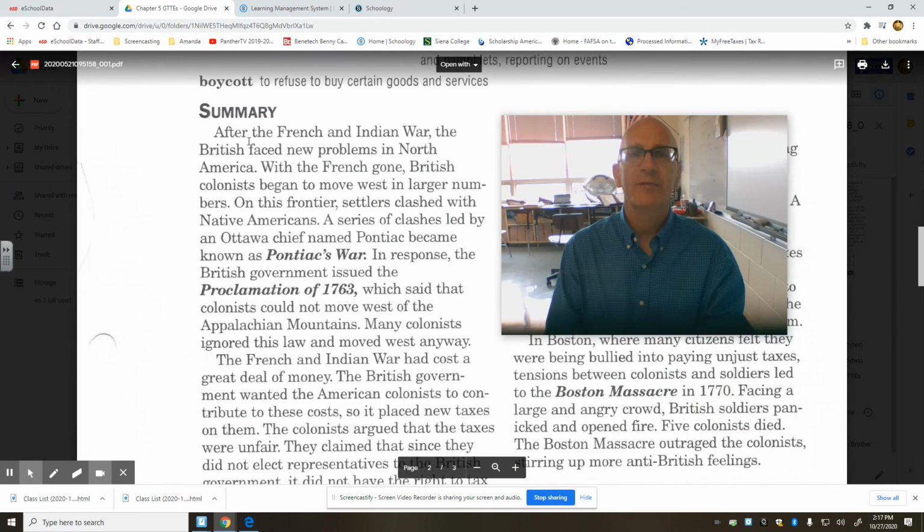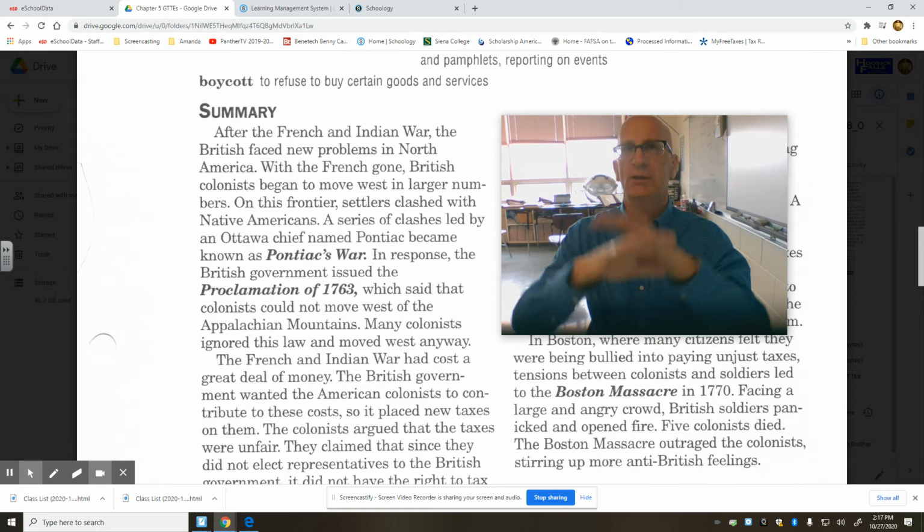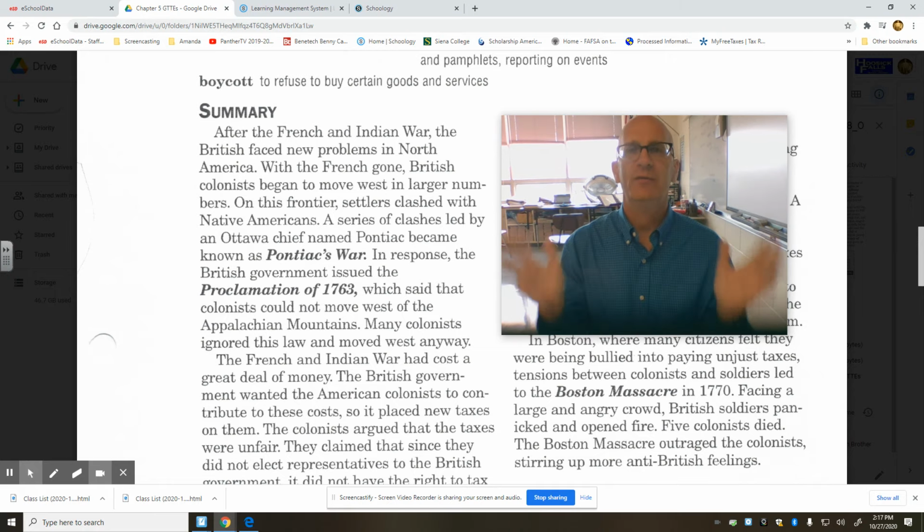Now, after the French and Indian War ends in 1763, the British face new problems in North America. War's over. They've defeated France. The British have expanded their empire in North America, which from Britain's point of view is a good thing, but problems are still going to remain and new problems are going to emerge.